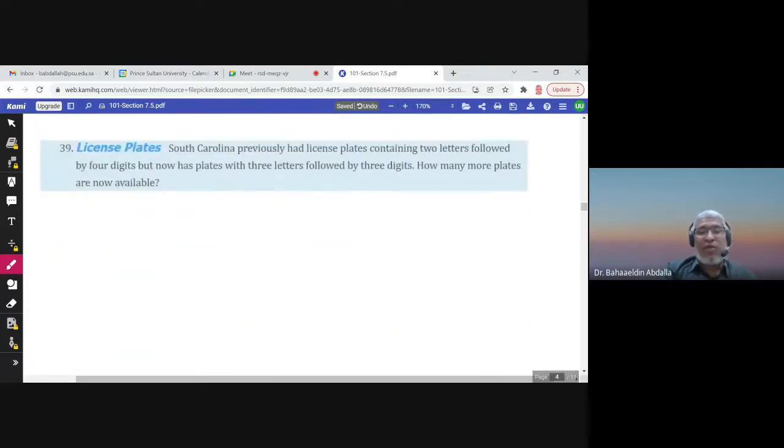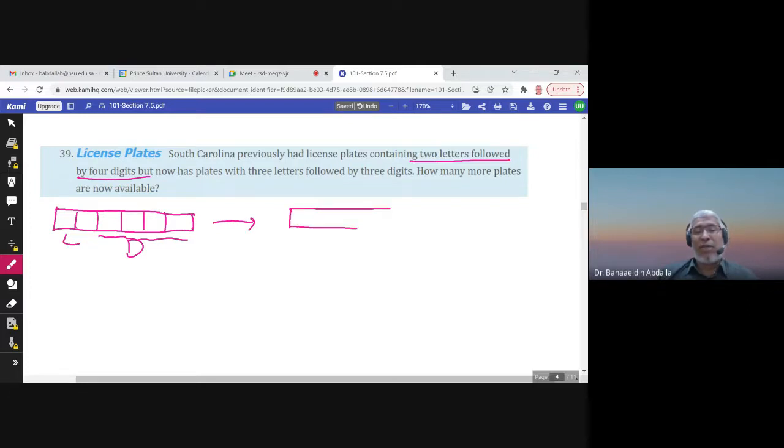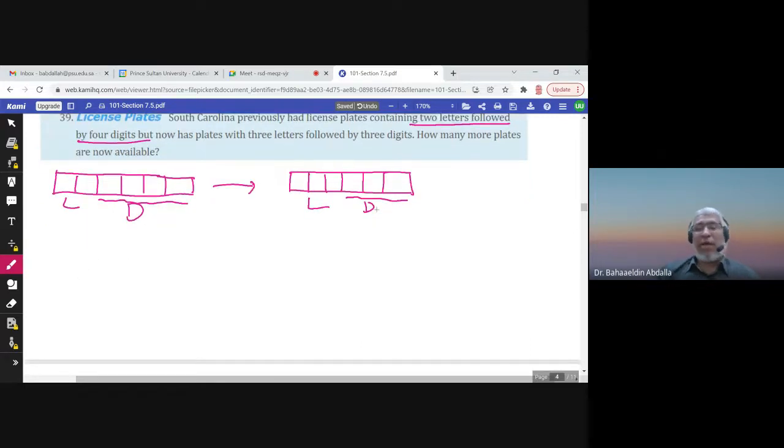The last question about the fundamental counting principle. South Carolina previously had license plates containing two letters followed by four digits. But now they changed it to plates with three letters followed by three digits. How many more plates are now available?